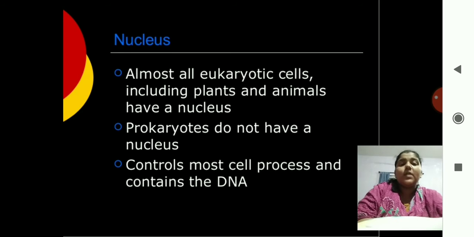Next is the nucleus. Almost all eukaryotic cells, including plants and animals, have a nucleus. Prokaryotes do not have a nucleus. It controls most cell processes and contains the DNA, that is, deoxyribose nucleic acid.